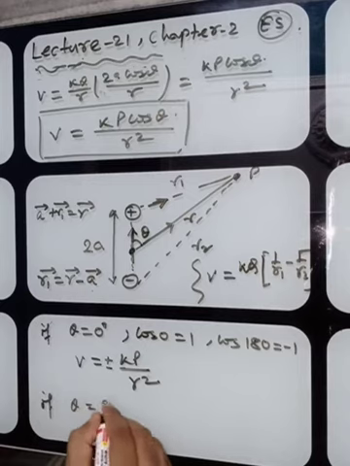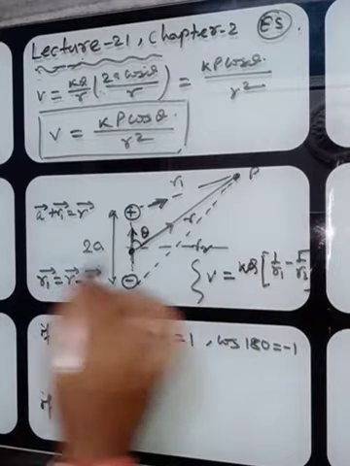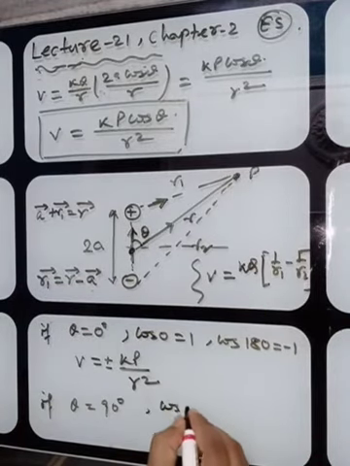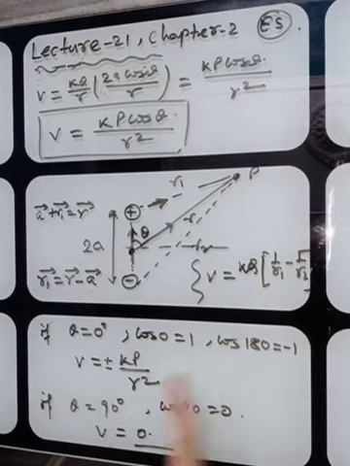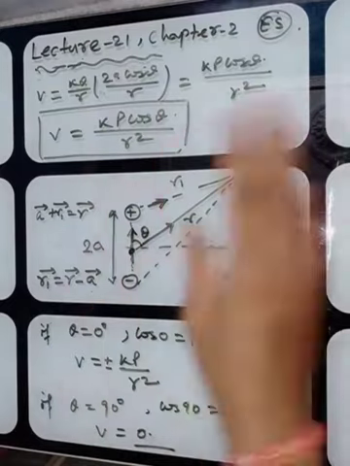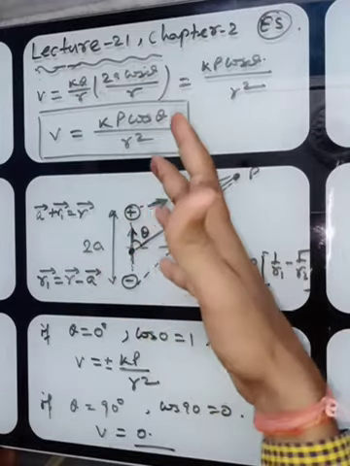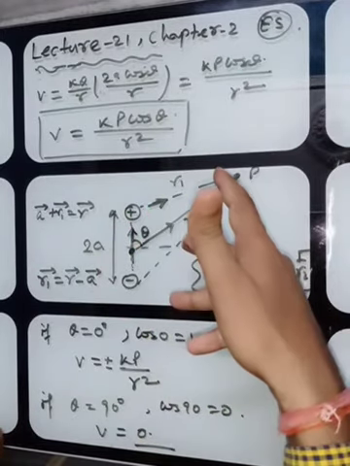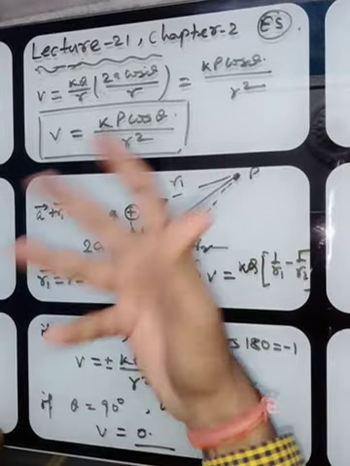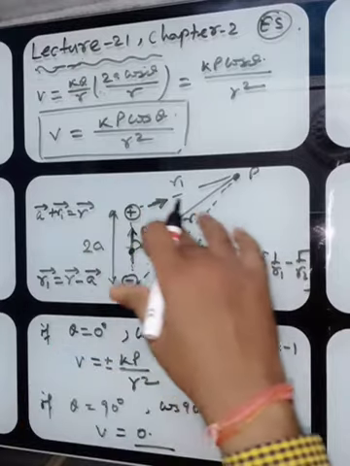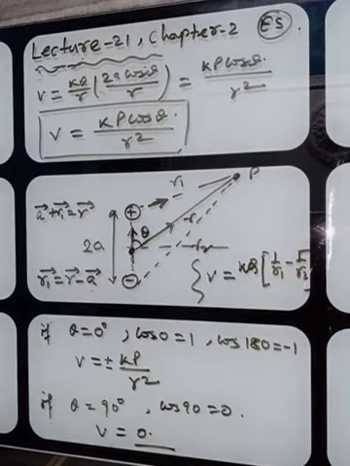If theta is 90 degree, making this perpendicular, that is the equatorial plane or the equatorial line, and cos 90 will be how much? It is 0. Then V will be how much? 0. Exactly, we got the answer. So with this derivation, if you are asked to derive at an axial point or equatorial point, you can use this one also. But this one is a little bit lengthier than deriving directly for the axial or equatorial. Okay, my dear students, so this is the potential due to a dipole.